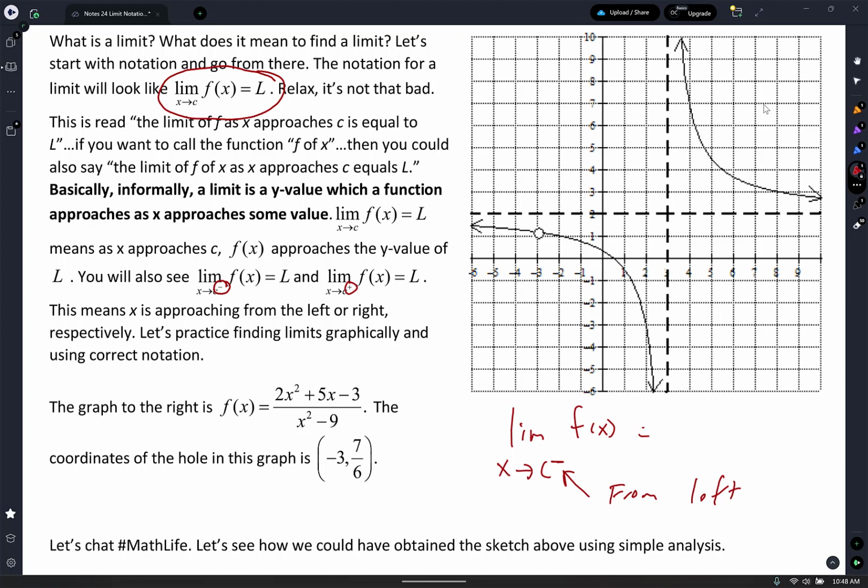And what you're looking at, I put it here in bold: a limit is a y value which a function approaches as x approaches some value. That's all it is. And then we're going to talk about continuity and all that good stuff, but we're not there yet. We'll talk about all those details next week.